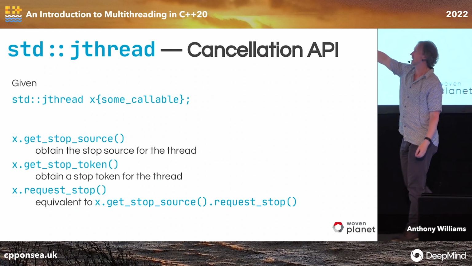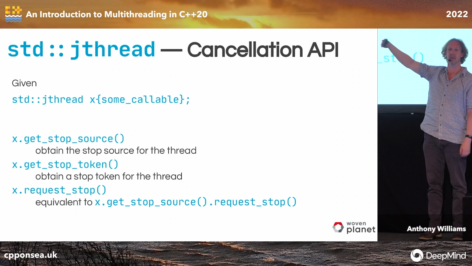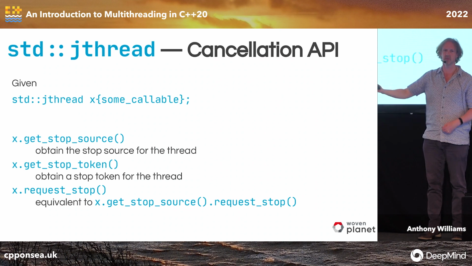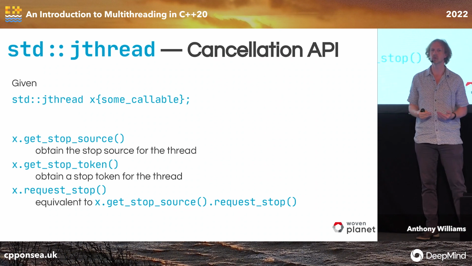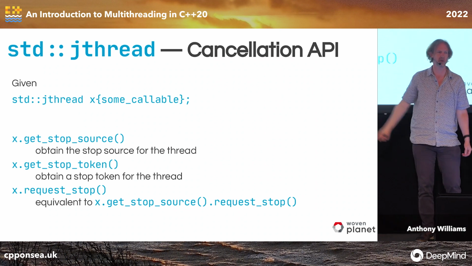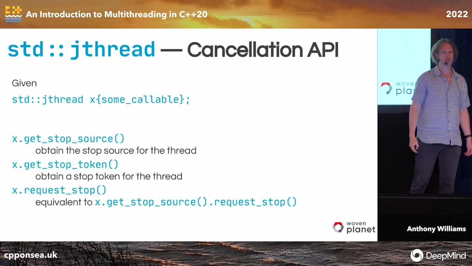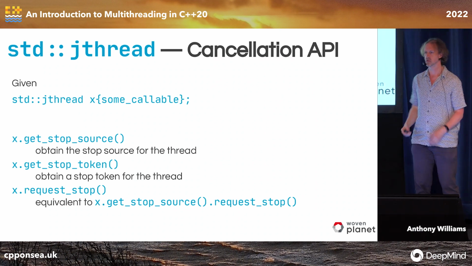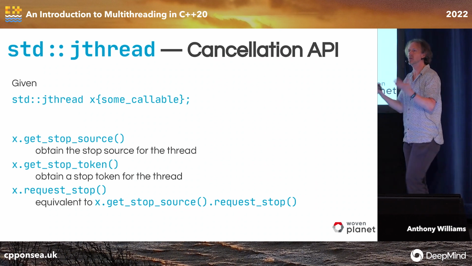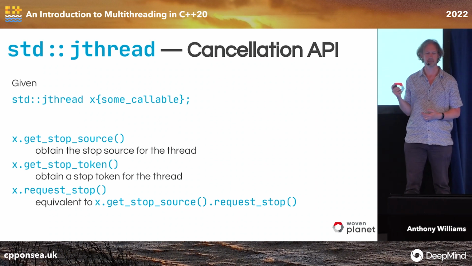So like I said, you can get the stop token. There's a function for that. You can get the stop source as well, so you can manually request stop even without having to destroy your handle. Or you can just call request_stop directly, because that is also exposed. So it really does provide you the full set of operations on your cancellation API.